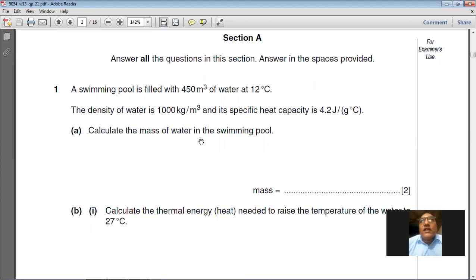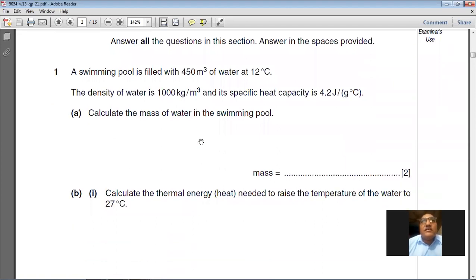Okay, question 1. A swimming pool is filled with 450 meter cube of water at 12 degrees centigrade. The density of water is 1000 kg per meter cube and its specific heat capacity is 4.2 joules per gram per degree centigrade. Calculate the mass of the water in the swimming pool.